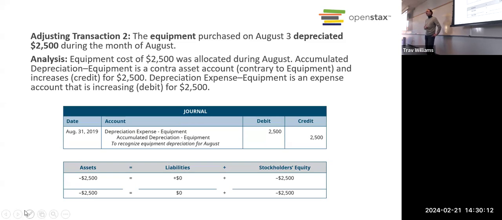And now remember accumulated depreciation. Who can tell me what type of account that is? A contra asset. There you go, Julian, gold star. It is a contra asset account, so it reduces the value of our assets.